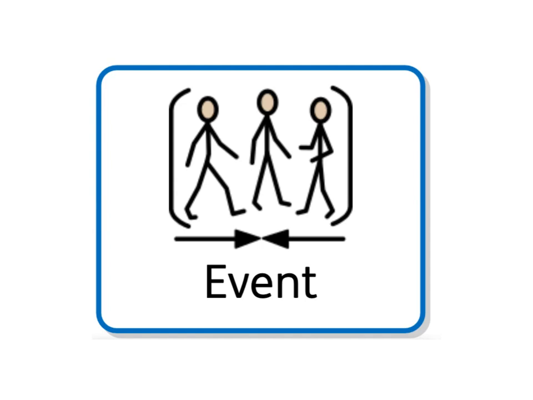Event. An event is a thing that happens or takes place, especially one of importance. For example, every year we have a Harris Academy Sports Day. This is an event.